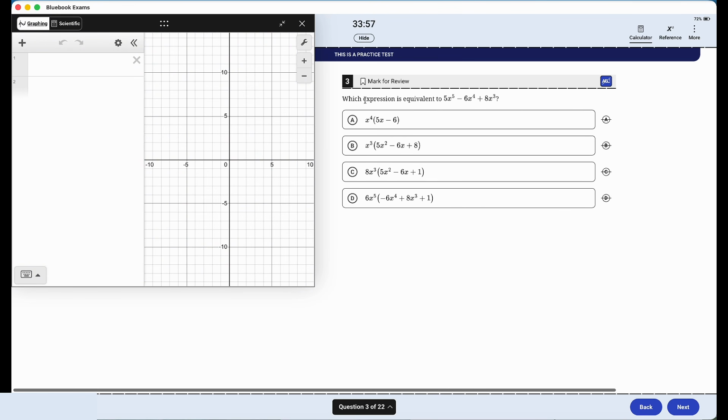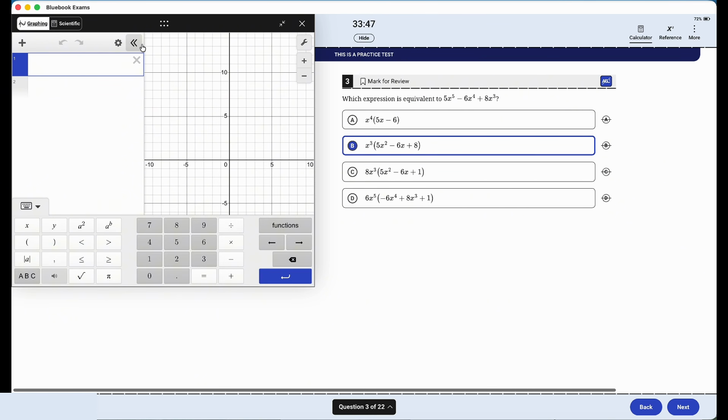Next one, which expression is equivalent to this? So it looks like all they did was factor out a GCF, right? So the GCF here, you can probably tell is x cubed, so it has to be B. I'm gonna show you another way real quick. It's kind of cool for these equivalent ones if you're not sure, right? Sometimes they're faster to do algebraically, but here's what you could also do, right? You could type this into Desmos and it'll draw a picture for you, right?